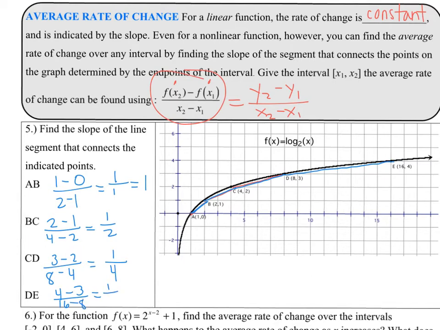We get 1/8. So we can see that the average rate of change is decreasing by half each time. It started at 1, then it's down to 1/2, then it's down to 1/4, down to 1/8. It's becoming more and more shallow, less steep, and it's approaching horizontal. It's approaching a constant.